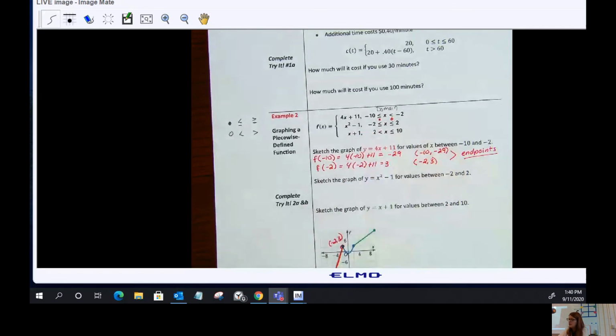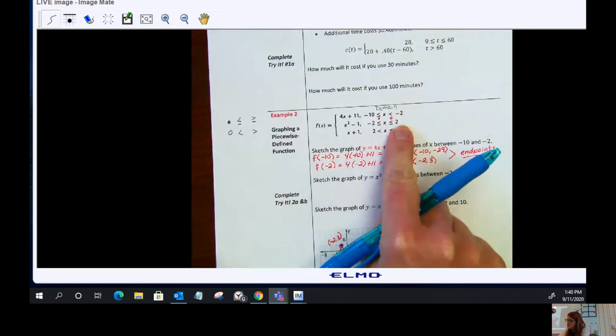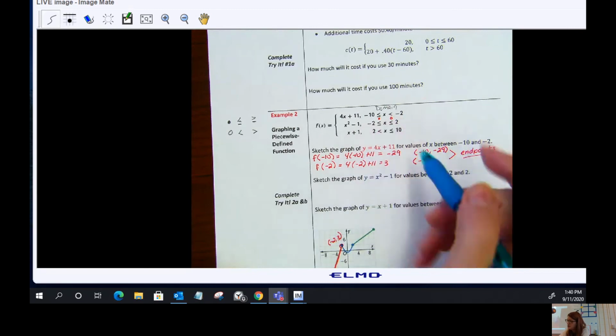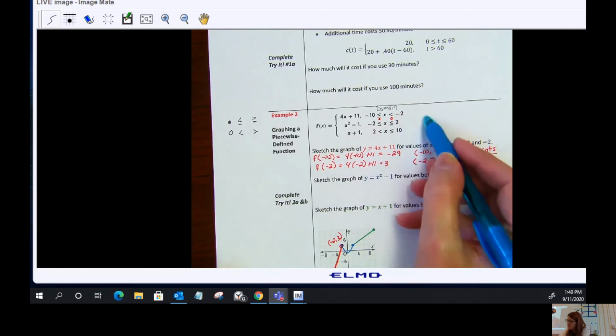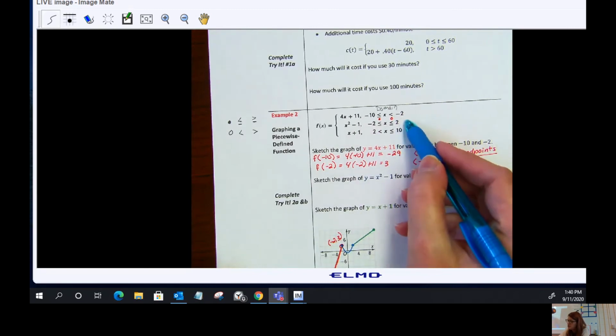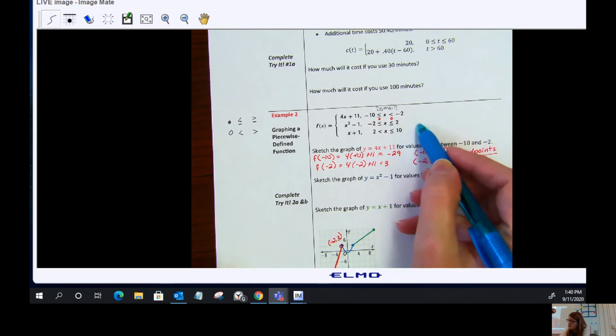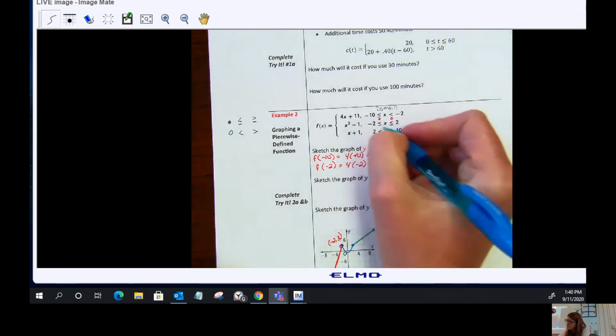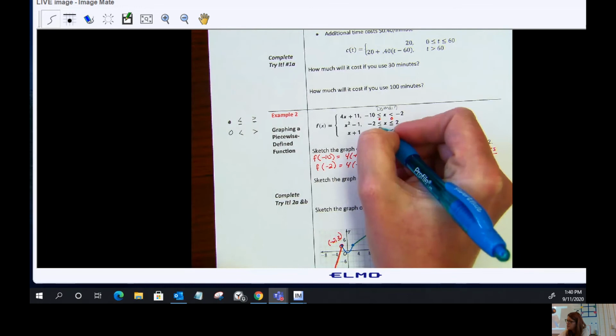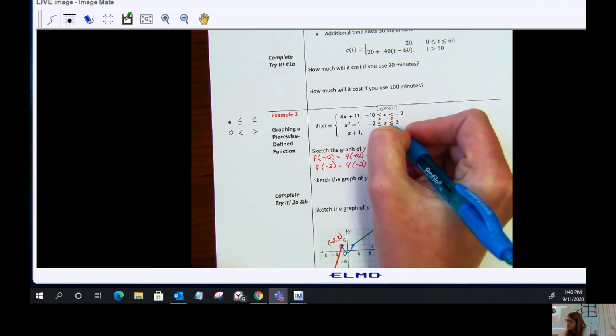Now let's look at the second line. I can see that this is a quadratic. I'm going to need more than 2 points to graph a quadratic because I know it's going to have a dip. It's going to be either a U or an upside down U, excuse me. So again, I can tell I'm going to be using closed dots.